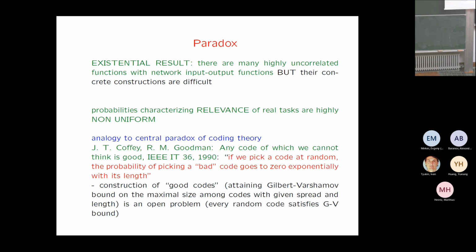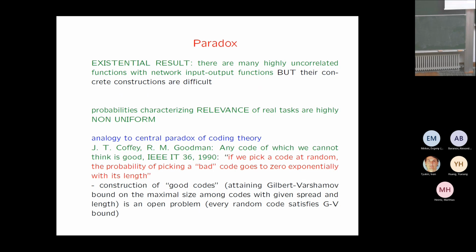And the reason, I think, is related to the central paradox of coding. I really like the title of this paper: Any code of which we cannot think is good. This is a paper from coding theory. And of course, what is a good code? A good code is a difficult code. It is a code that's difficult to break. And there is a theorem called the Gilbert-Varshamov bound that says what is the maximum size among codes given spread and length. Spread is like distance in Hamming distance.